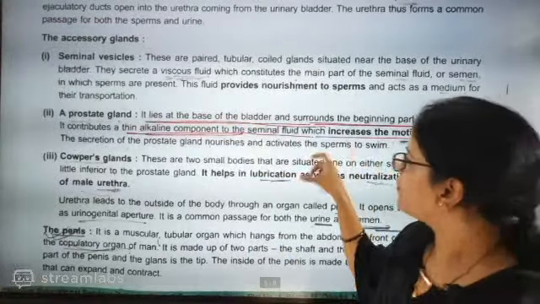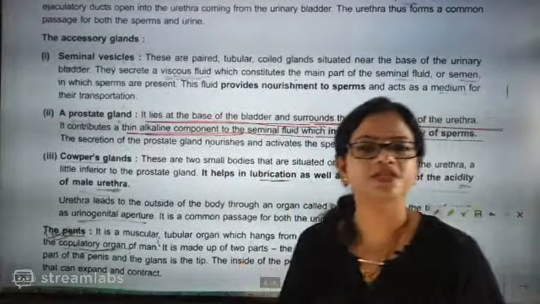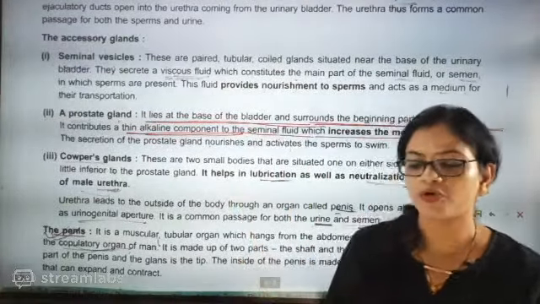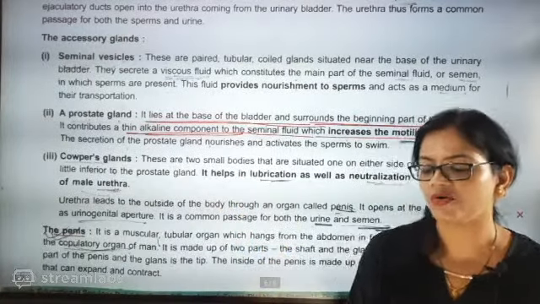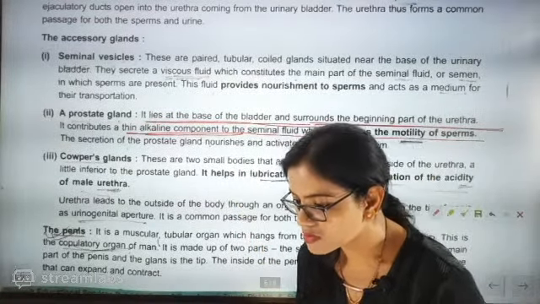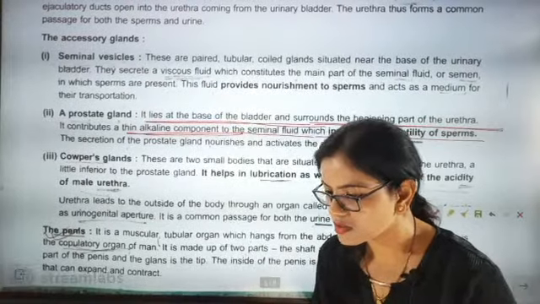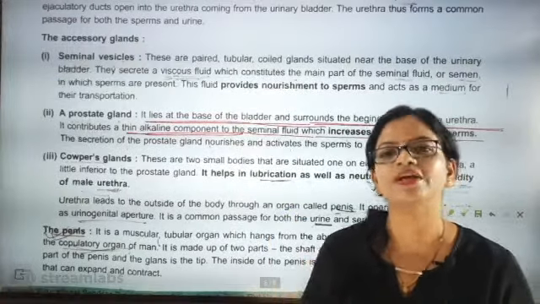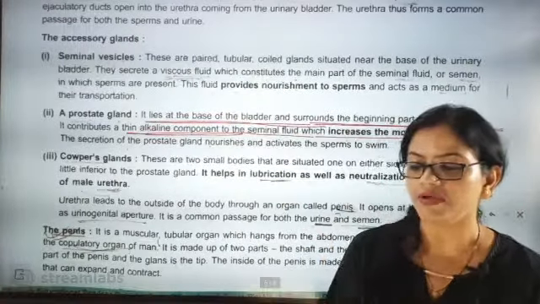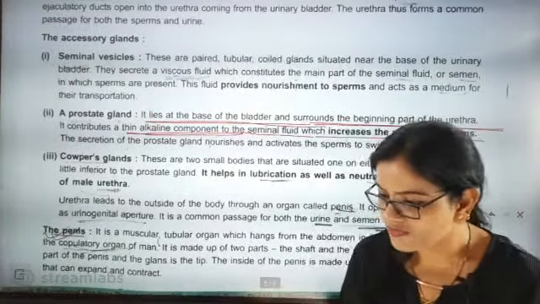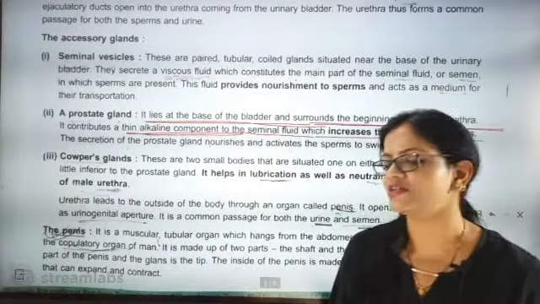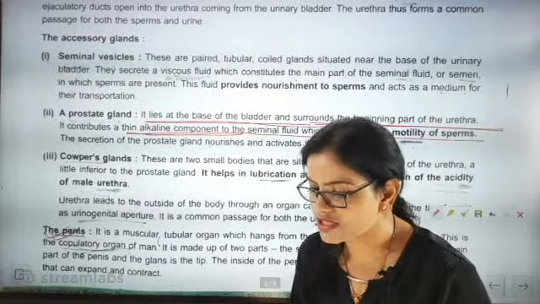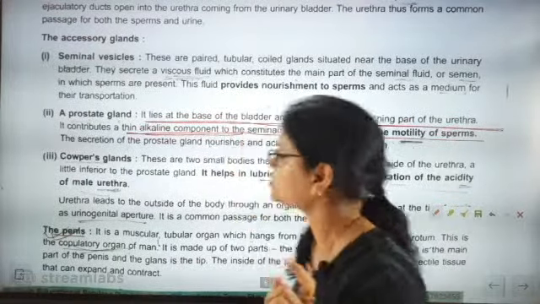Now look here. We were talking about the seminal fluid. The seminal fluid is being converted to alkaline with the help of the prostate gland. When this gland becomes enlarged, I'll explain about it. The seminal vesicle is actually outside the bladder, though in our book's figure it is drawn differently. I'll explain that part, just one minute, beta.